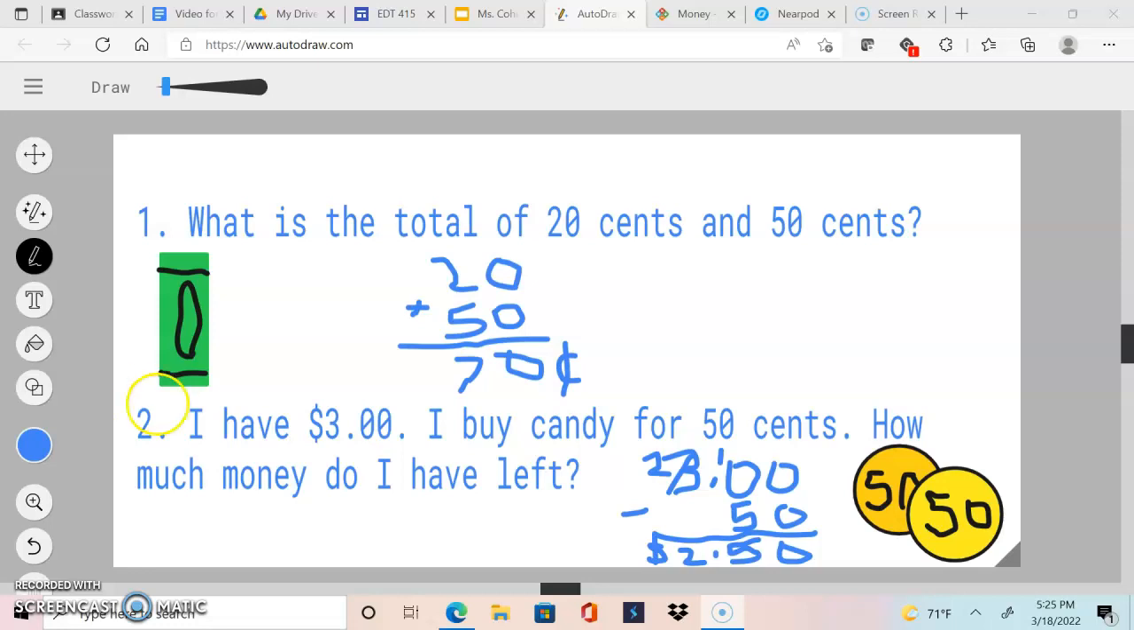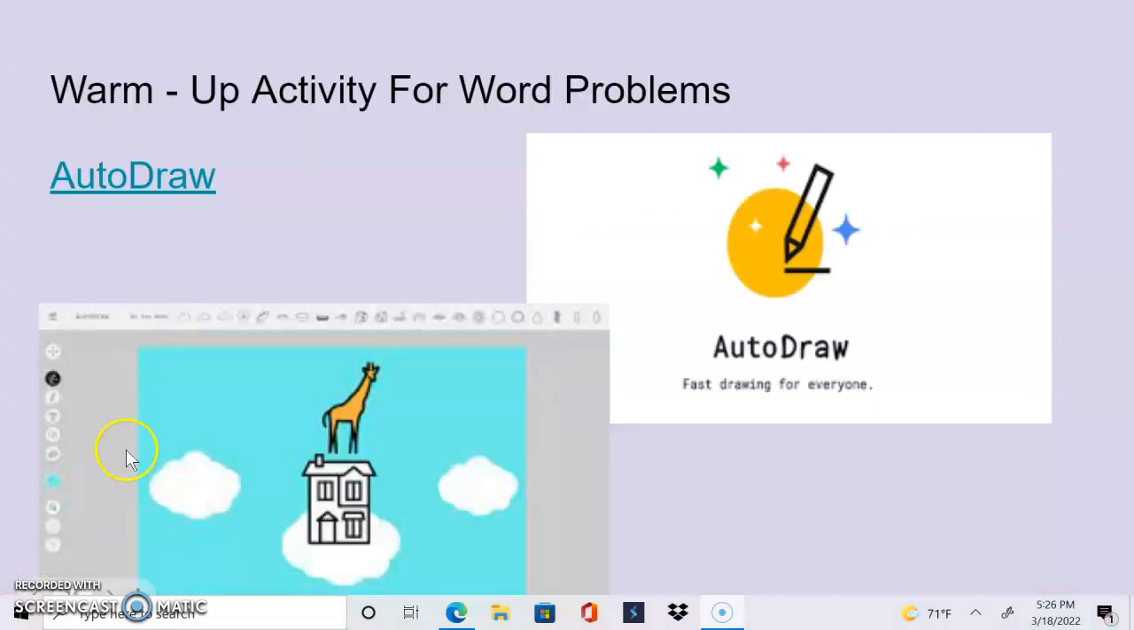And for this answer, since we're using dollars, we put the dollar sign in front of the answer. And we don't need the cent sign at the end because we already know that this dot indicates that there's cents over here. So it's $2.50. From the warm-up activity, it looks like you guys are ready to go on to the hard stuff.